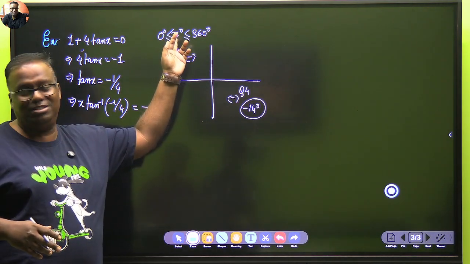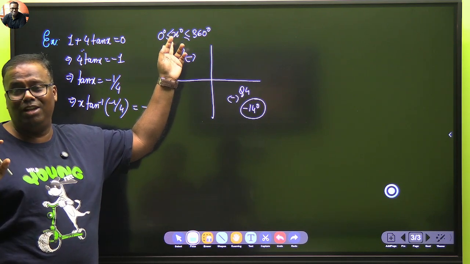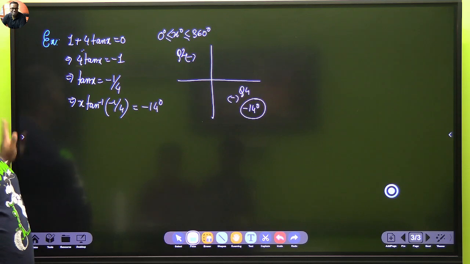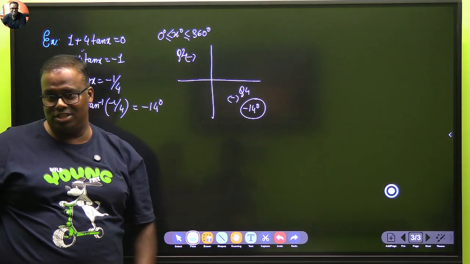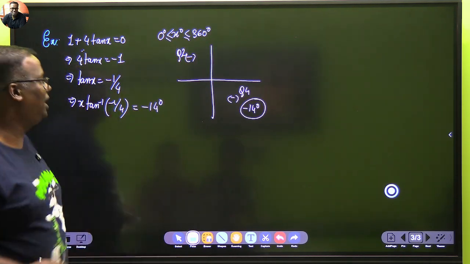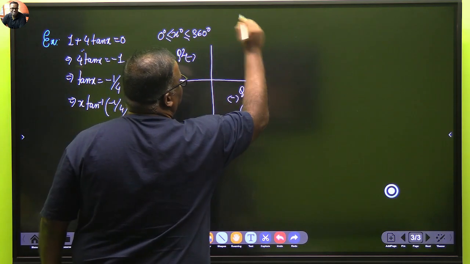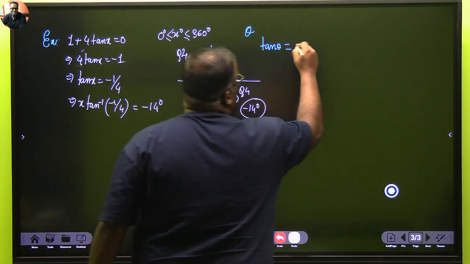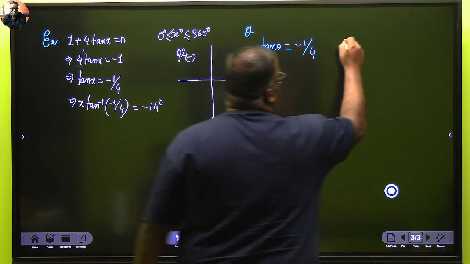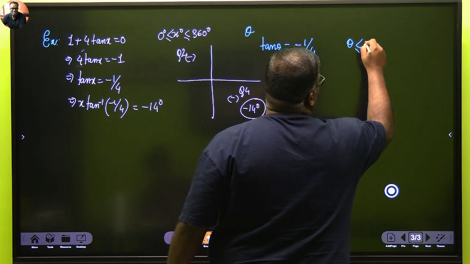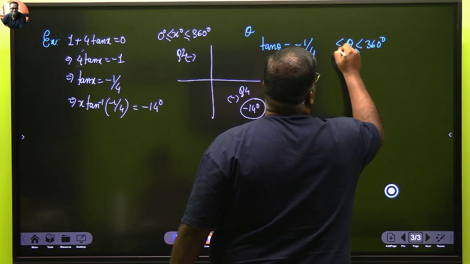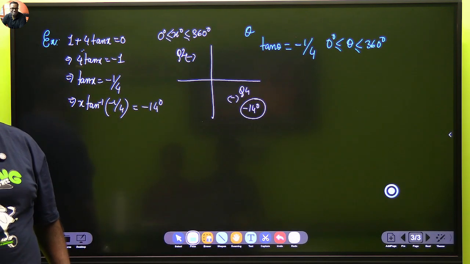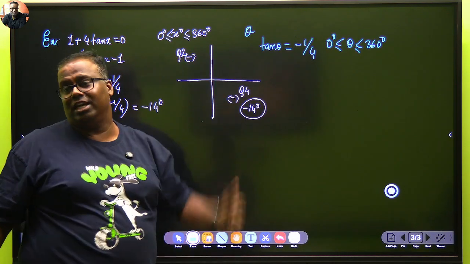At the end of the day, you're supposed to get x. X is an angle, x is not a value. Look at the question. X is an angle, so we need to get an angle which is between 0 and 360. Basically our hunt is to get a theta such that if you do tan of theta, you should get -1/4, and the theta should lie between 0 and 360 degree. Does that make sense? And I know that theta lies in the second quadrant.